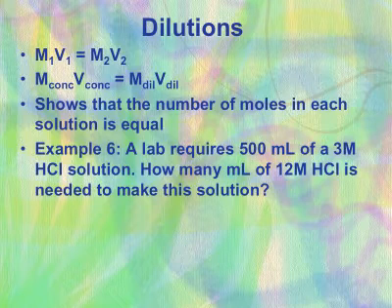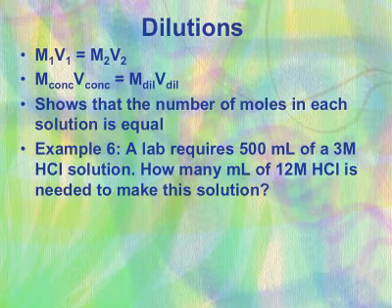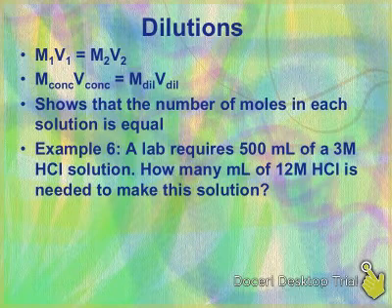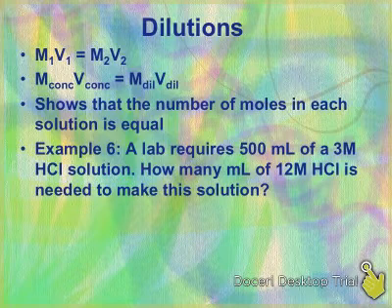It says that a lab requires 500 milliliters of a 3 molar hydrochloric acid solution. How many milliliters of 12 molar HCl is needed to make the solution? Before we start this problem, we know that molarity is moles divided by liters, right? But we're given 500 milliliters and it's asking for milliliters. Do we have to convert that to liters? No. Why do we not have to convert that to liters?